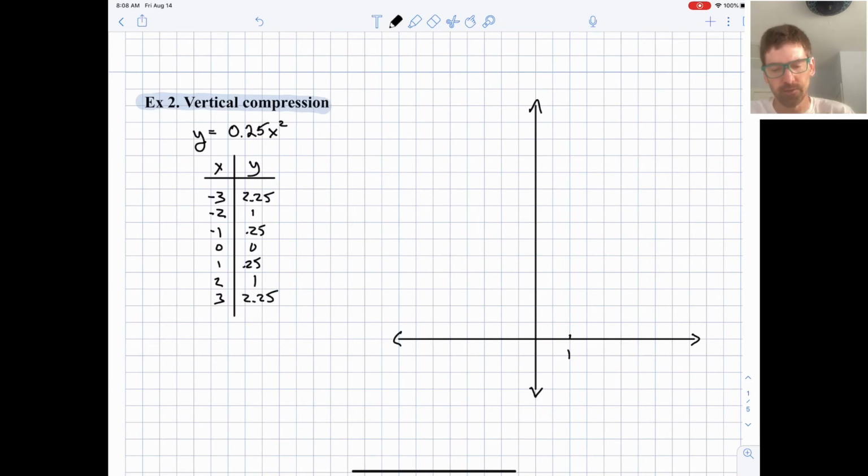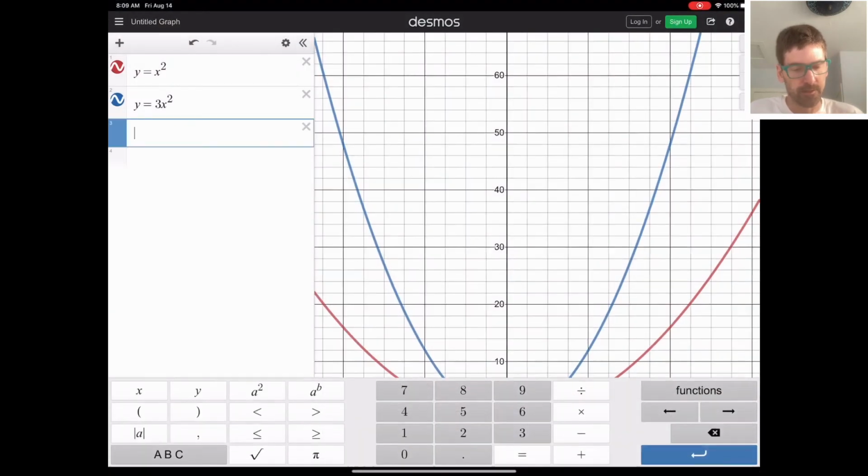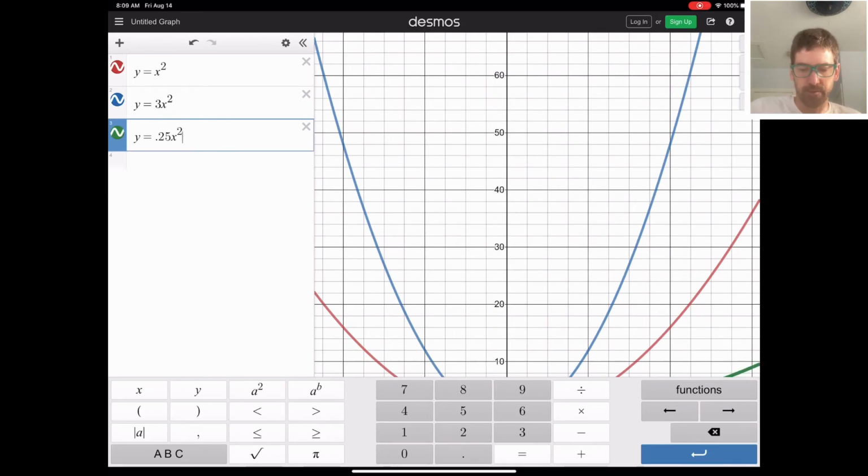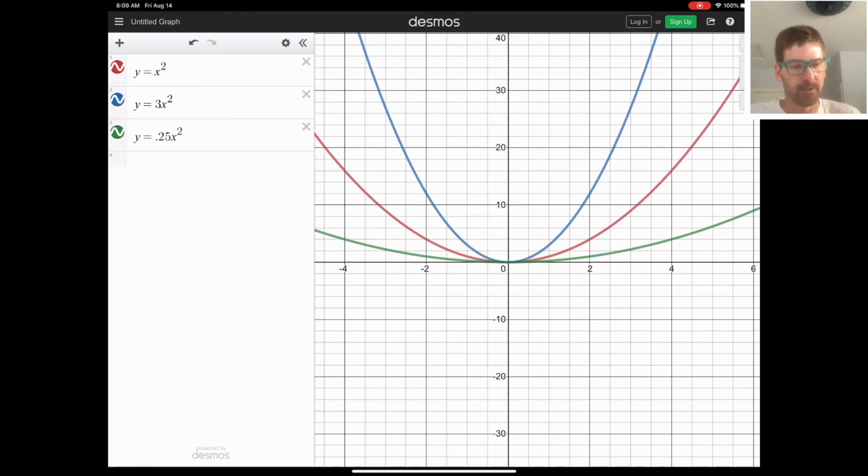Let me have just a normal 1-by-1 scale so you can really see how things have been compressed. So over -3, 3 up 2.25. Over -2 up 1. Over 1 up 1/4. And 0, 0. Okay, so this is a very much flattened parabola, vertically compressed parabola, and just real quick over here, x squared, you can see the green parabola has just been flattened quite a bit. Okay, vertically compressed.